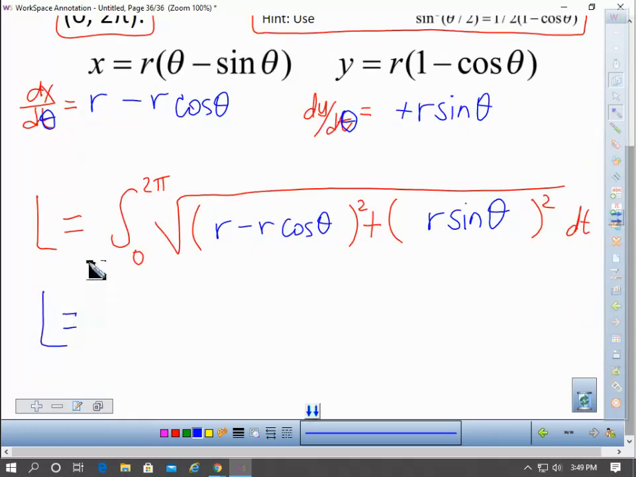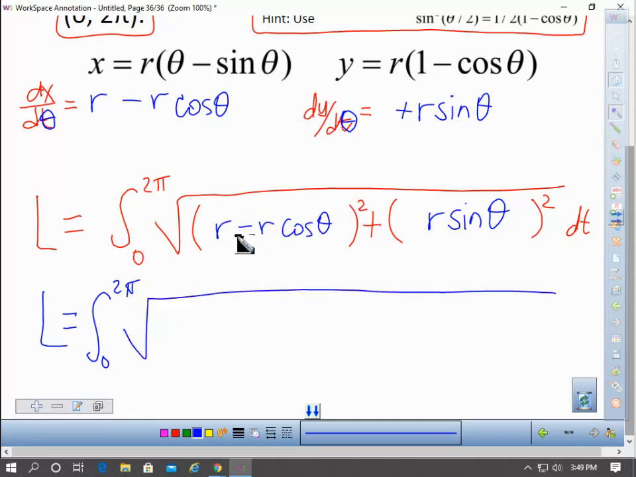So in our arc length formula, you have to square those two derivatives, add them together, and then take the square root. So we've got a lot of algebra here to do. All right, so the first thing we're going to do is square each of these binomials. Well, that's not a binomial, but we're going to square this binomial. So how do you square a binomial again?